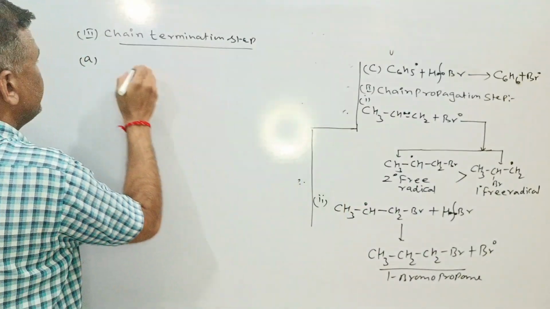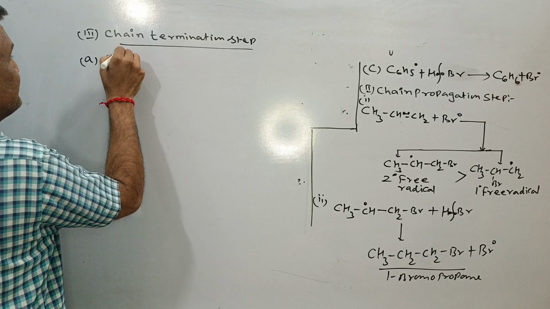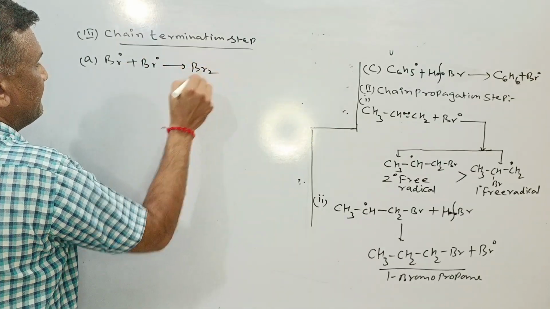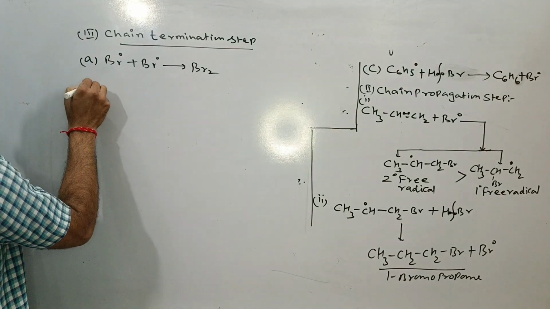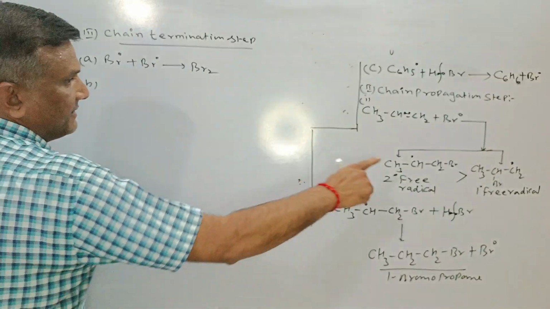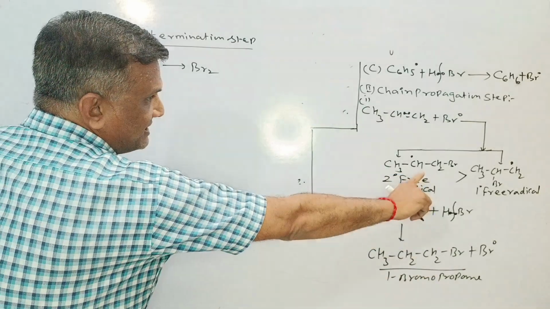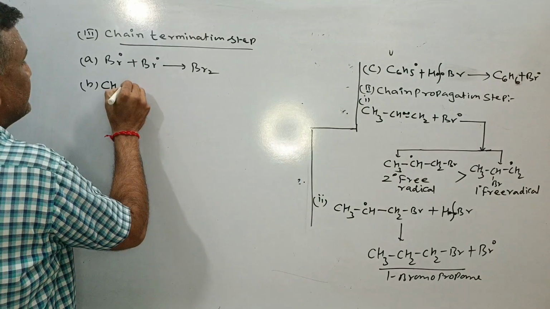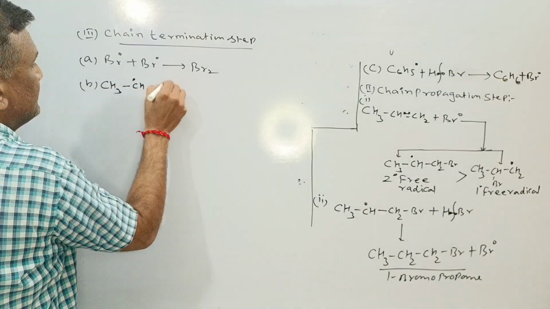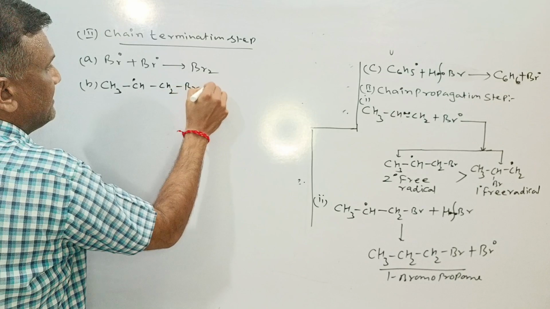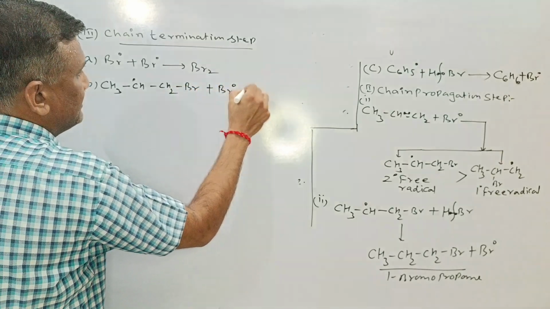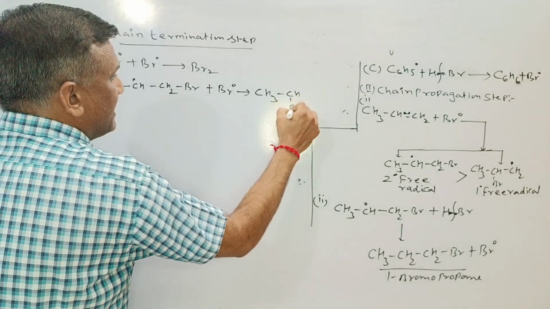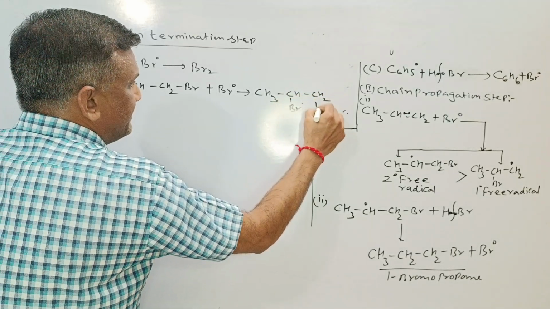The first possibility is that a Br free radical will react with another Br free radical. Here there will be formation of Br2. In the second possibility, the remaining 2 degree free radical, this is the CH3, this is the CH free radical, this is CH2 and Br, again reacts with the Br free radical. So here there will be formation of CH3CH, this is the Br and this is the CH2 and Br.